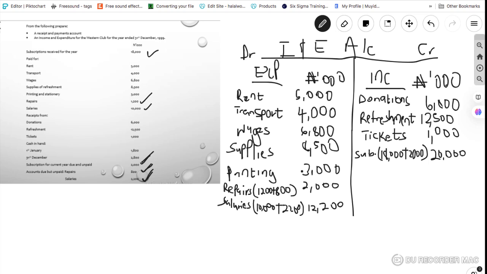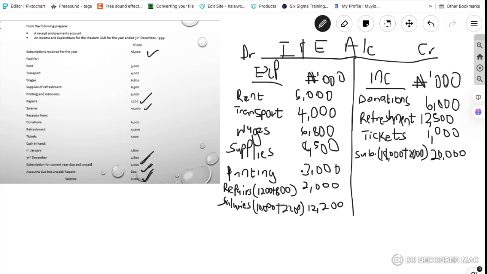Okay. So let us look at the credit side. 6,000 plus 12,500 is 18,500, plus 1,000 is 19,500, plus 20,000 will give us 39,500. So let us deduct 39,500 from 41,500. That will give us 2,000.